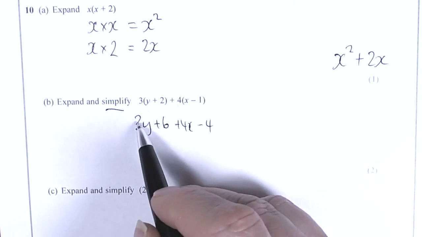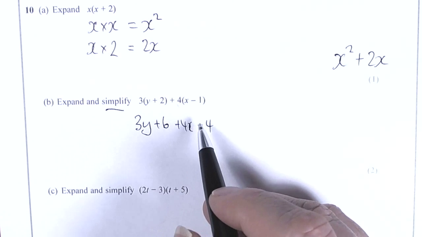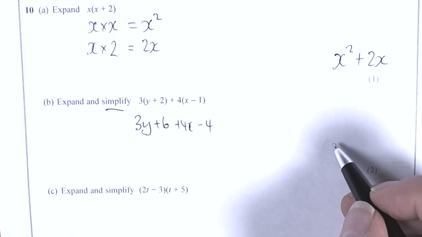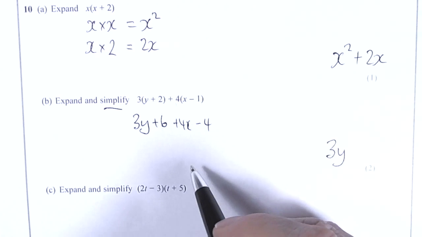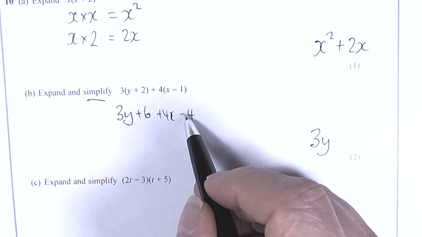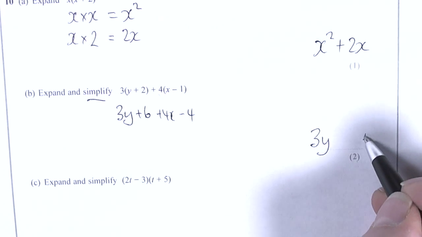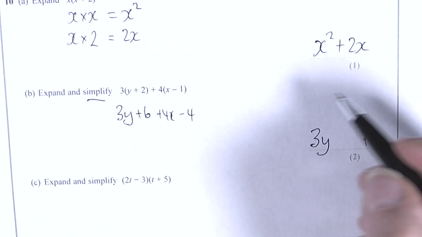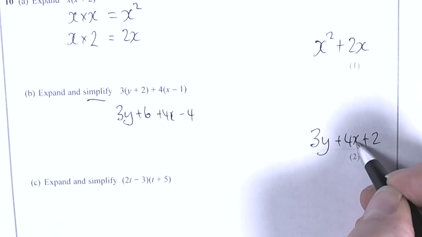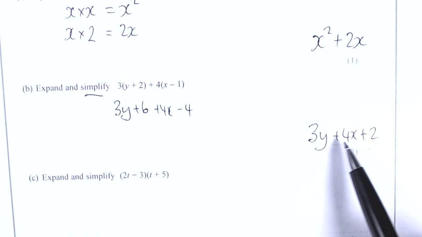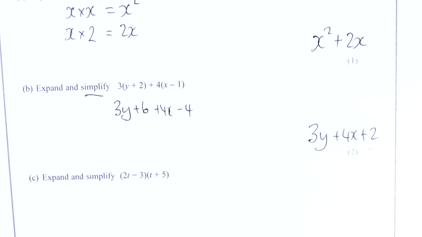And then we look at what we can bring together to make like terms and simplify. So we've got 3y, no more y's. We've got plus 6 and then take away 4. So 6 take away 4 is plus 2. And then we've got plus 4x, but there's no more x's, so it'll be plus 4x. So the final answer there will be 3y plus 4x plus 2. So that works for that one.